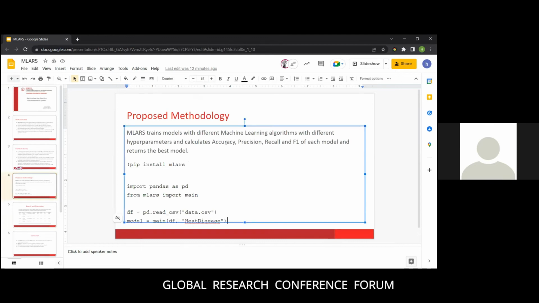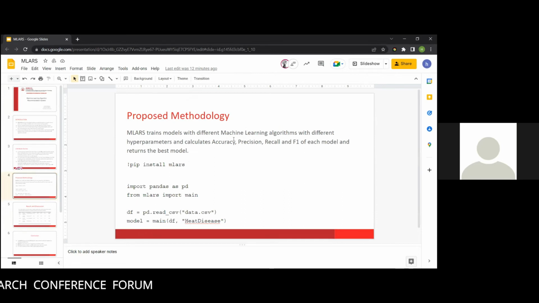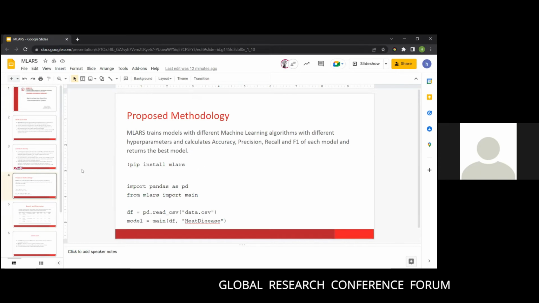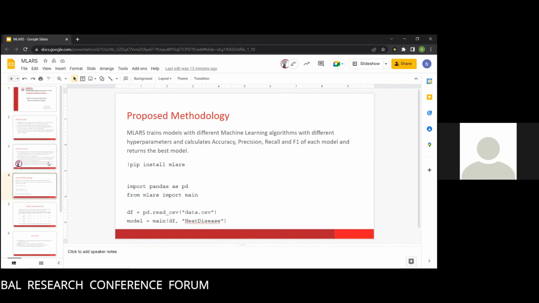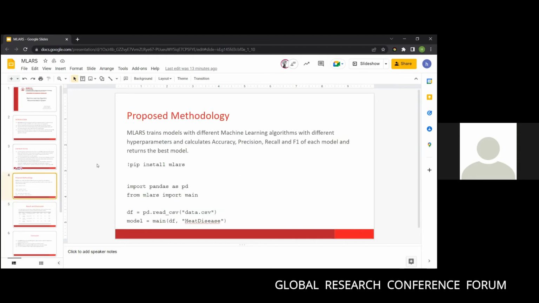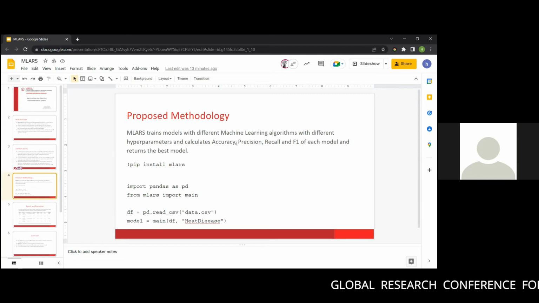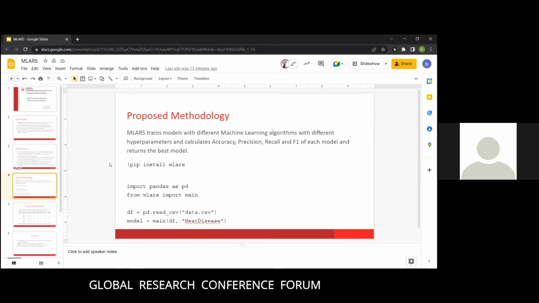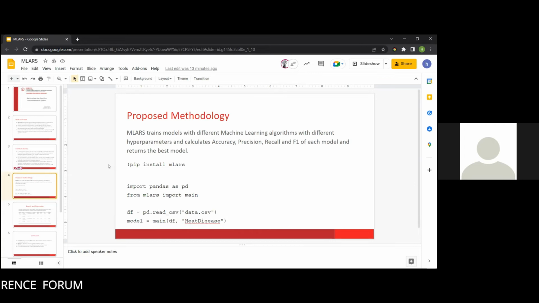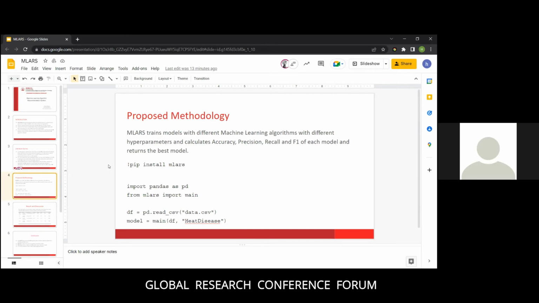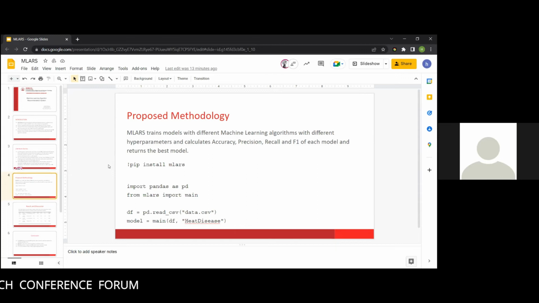How can you get all these results, based on what software you are using? We are using sklearn, pandas and numpy for generation of all these models. As I said in the proposed idea, MLIS trains the model with different machine learning algorithms with different hyperparameters. Is this algorithm an existing algorithm or a new algorithm? Existing algorithms with different hyperparameters. And then we keep track of the algorithms and the model with the best hyperparameters and return that.